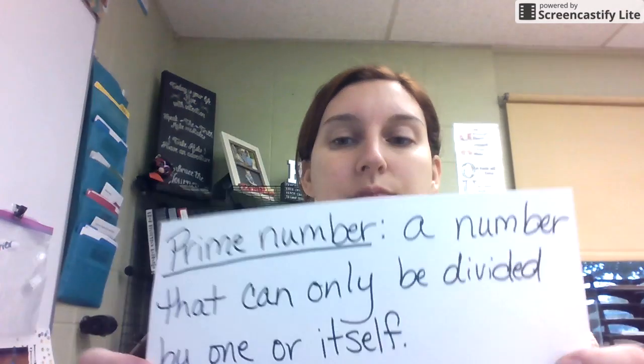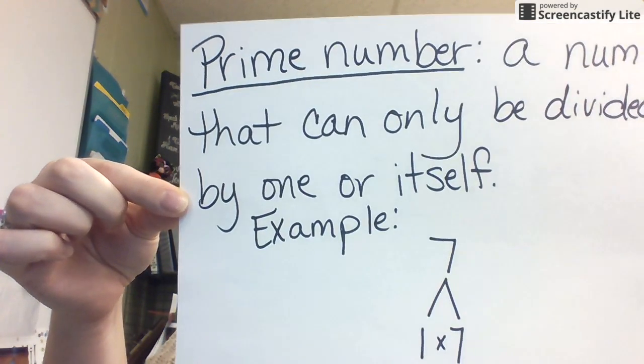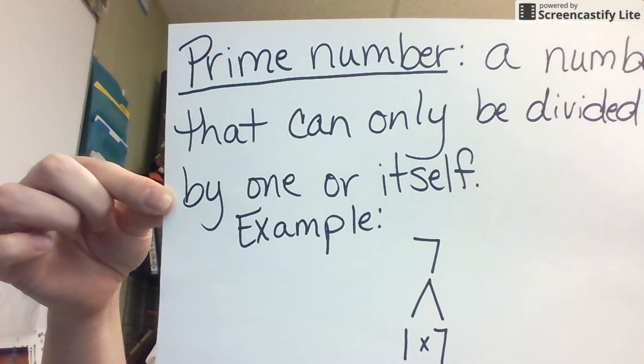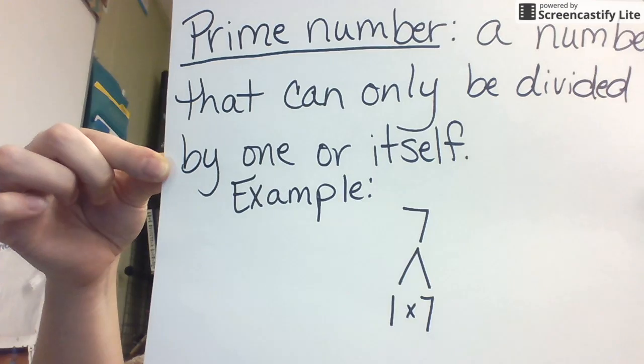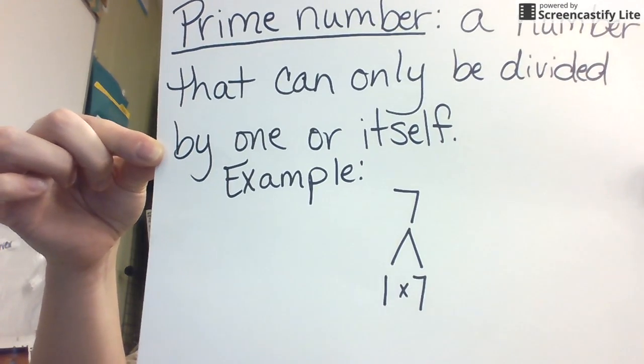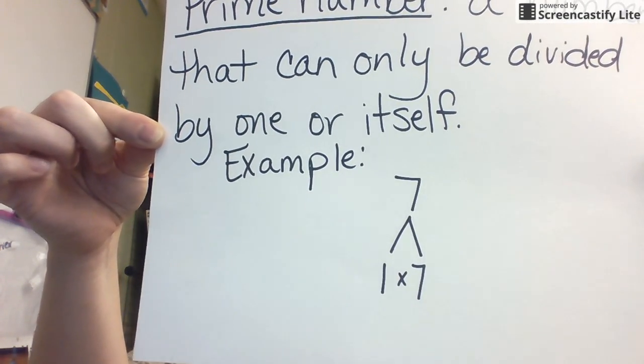So in order to do greatest common factor, we have to do this thing called prime factorization. Let's break that vocab word down for ourselves real quick. It has prime and it has factor in it. A prime number, if you remember, is a number that can only be divided by one or itself. For example, I have 7. You can only multiply 1 times 7 in order to get 7.